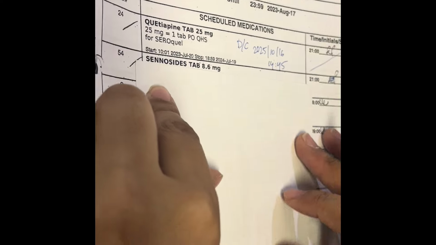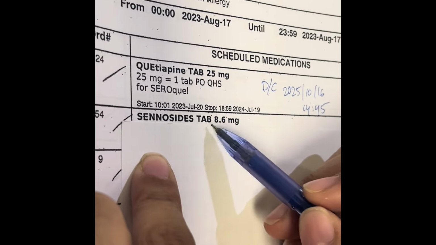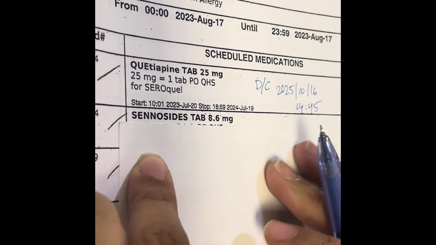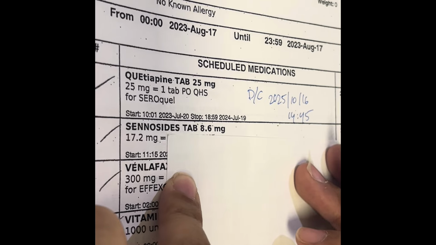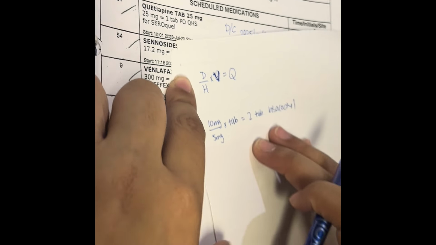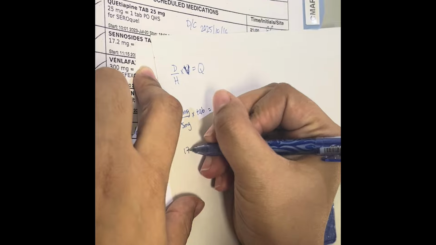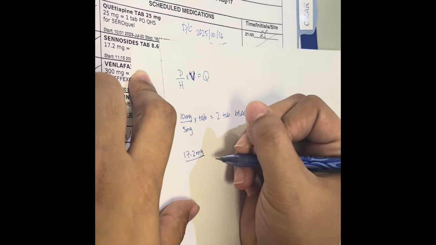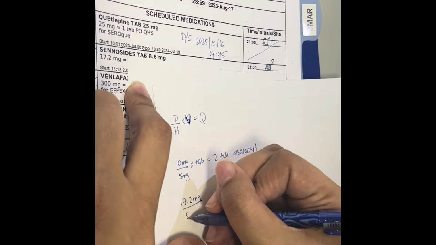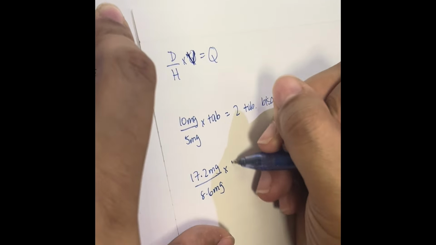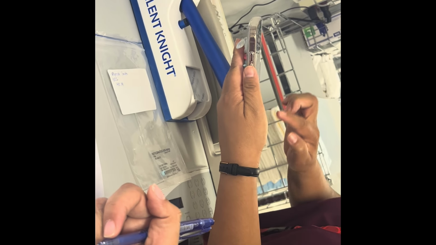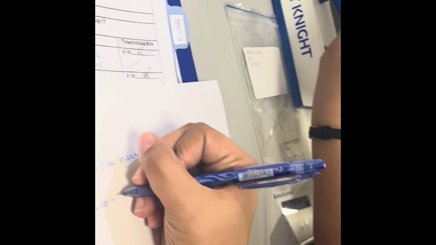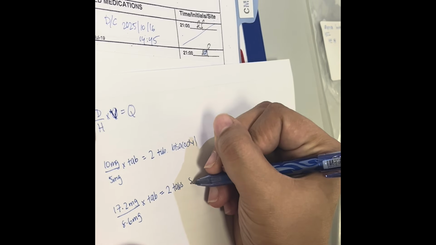On hand, we have Senosides tablet, 8.6 milligrams. That's on hand. The doctor's order is 17.2 milligrams. So we're gonna get our paper back. We're gonna do our math. The doctor's order is 17.2 milligrams. The dose on hand we have is 8.6 milligrams per tablet. We can take out your calculator to do this. 17.2 divided by 8.6 gives us 2 tablets. So we're going to get 2 tabs of Senosides.